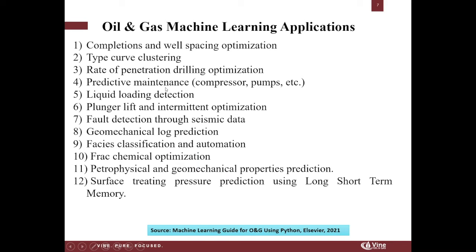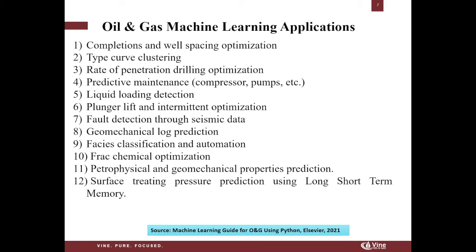So these are some of the applications in oil and gas. You have completions and well spacing optimization. You have type curve clustering using unsupervised learning techniques. Rate of penetration drilling optimization is pretty powerful. You can use different machine learning models to optimize the rate of penetration during drilling, and you can couple that with other optimization algorithms such as genetic algorithm and particle swarm optimization to find the best parameters that maximize your ROP.